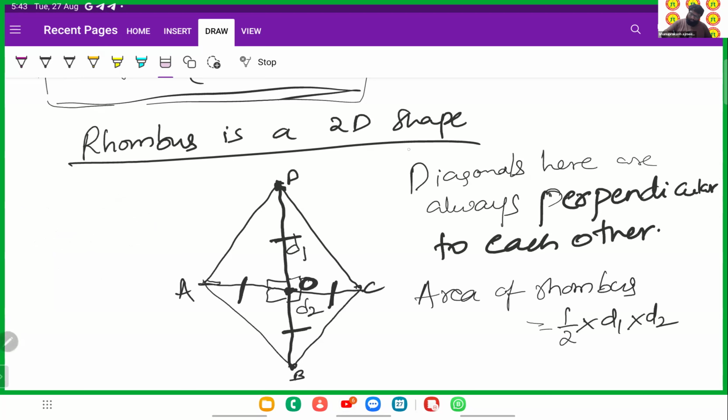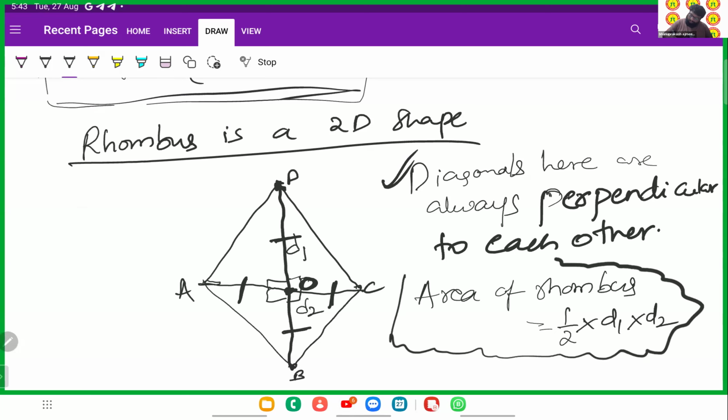So this is the main property, and this is the area. So we are done with rhombus. Simple definition: a four-sided shape where the diagonals are perpendicular. Any confusion in understanding about rhombus? Shall we move on to the next 2D shape?